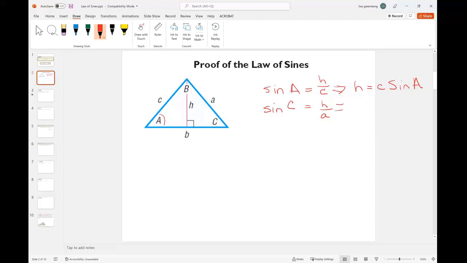And then I can also say here that H equals A sine C, right? And since the H's are the same, I can set C sine of A equal to A sine of C.